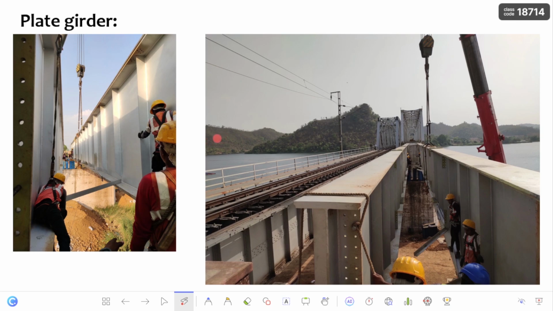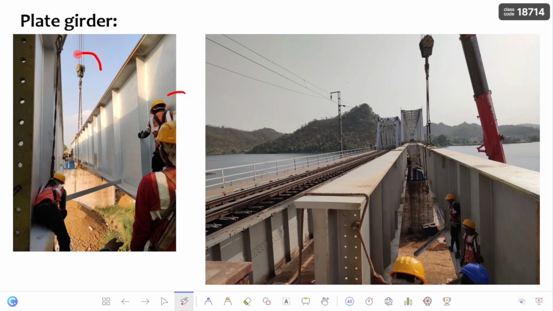Here initially I am going to show the practical images related to the plate girder, followed by the introduction of the plate girder. Here you can see the plate girder erection going on. A person is standing there, and you can observe clearly it is almost 1.5 times the height of this person, that is, you can expect this plate girder to be 7.5 to 10 feet in height.